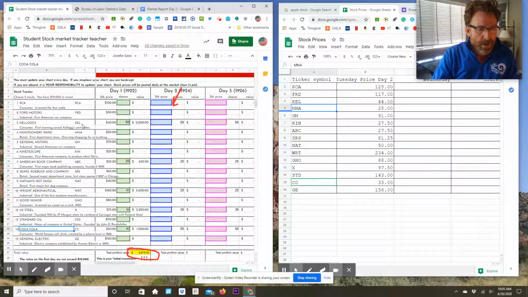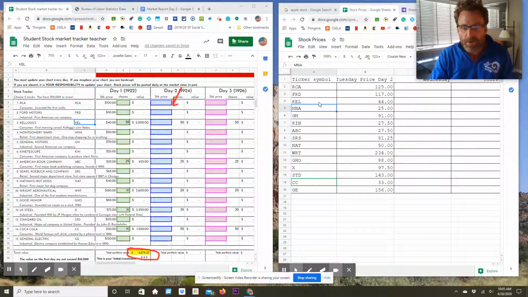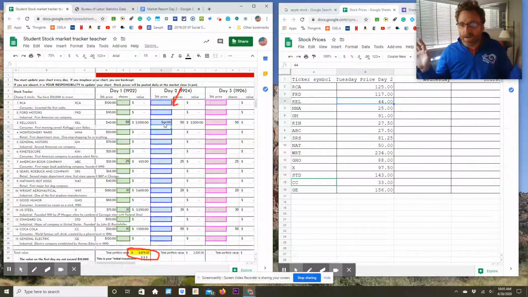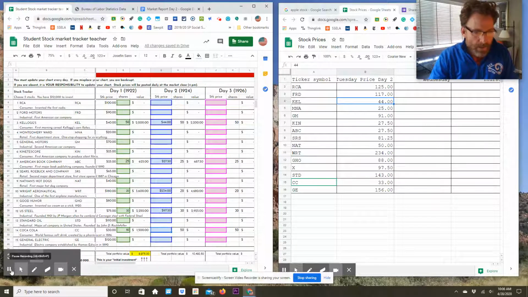So if I go over here and I see Kellogg's, KEL is right there. I go to my stock price here, KEL. That's Kellogg's. They're $44. I go back over here and I update it, $44. And it all calculates out. So I'm going to do this for all 5 of my stocks right now.